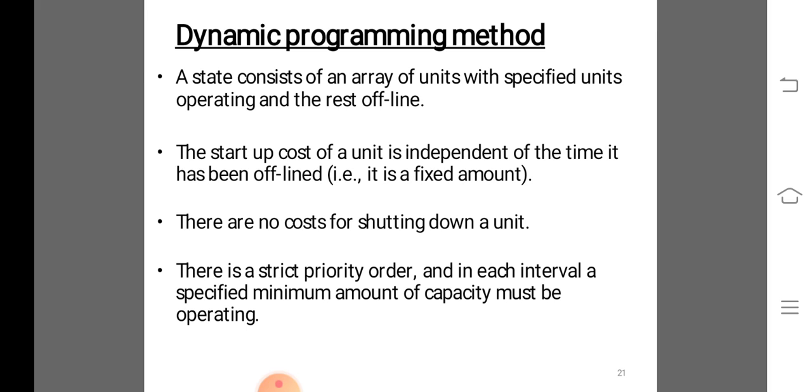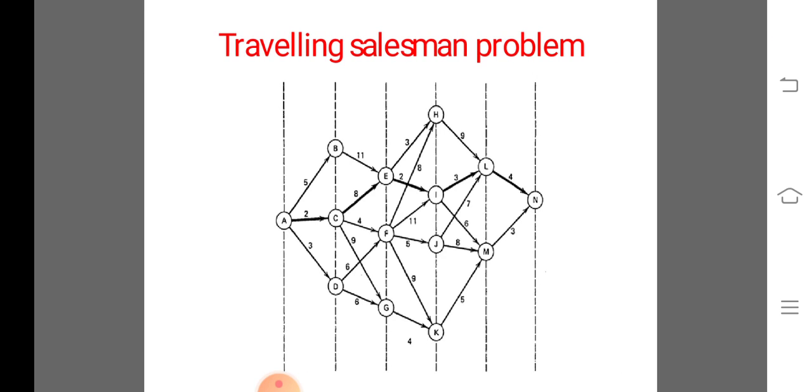A feasible state is one in which the committed units can supply the required load and that meets the minimum amount of capacity each period. This is a traveling salesman problem.